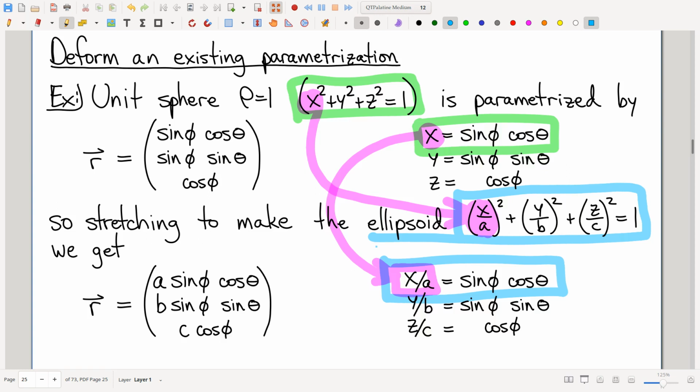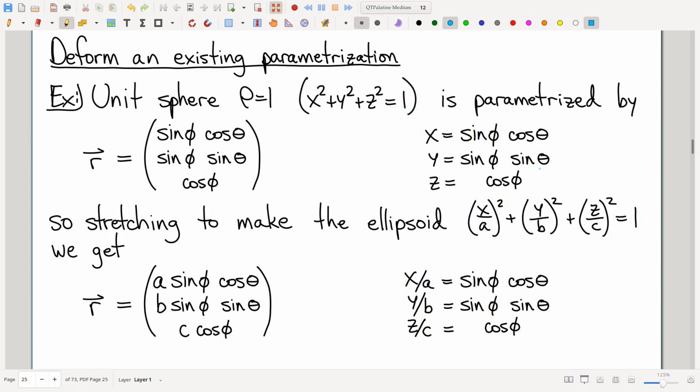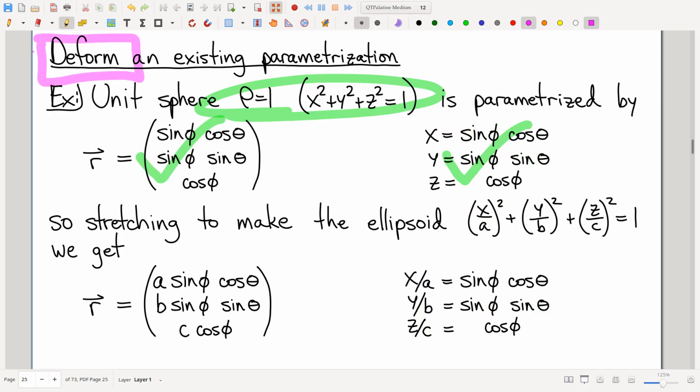All right, so likewise for the y's and z's, and based on what was convenient to create for the sphere, we get an easy deformation that gives us a parameterization of the ellipsoid. Everybody happy?